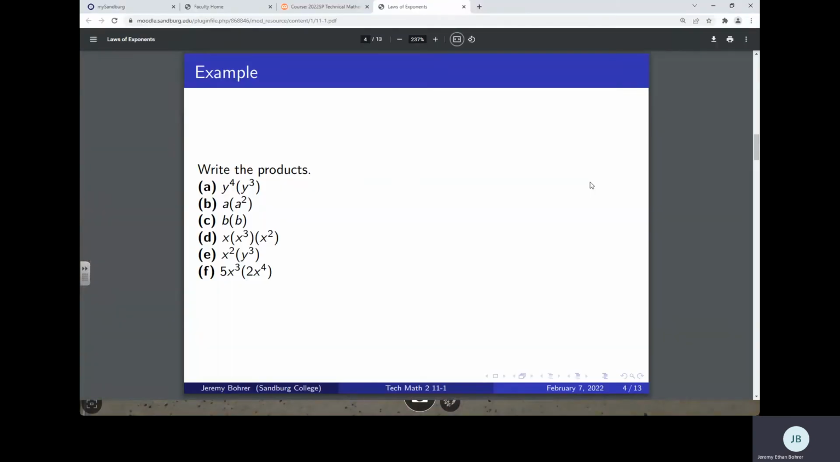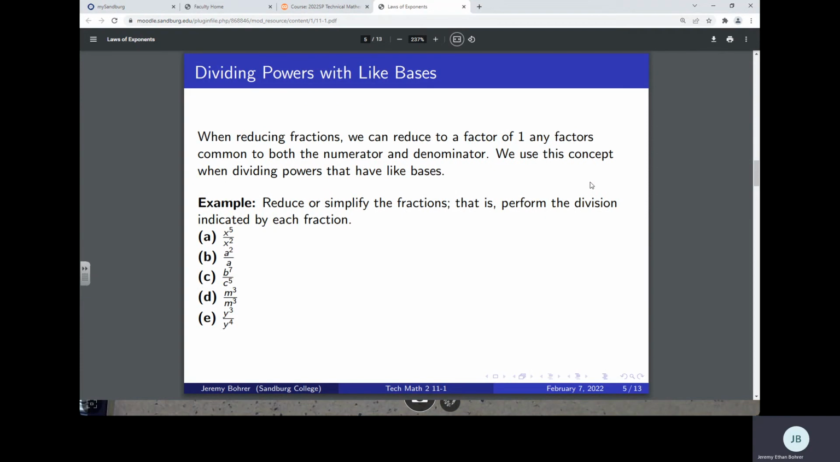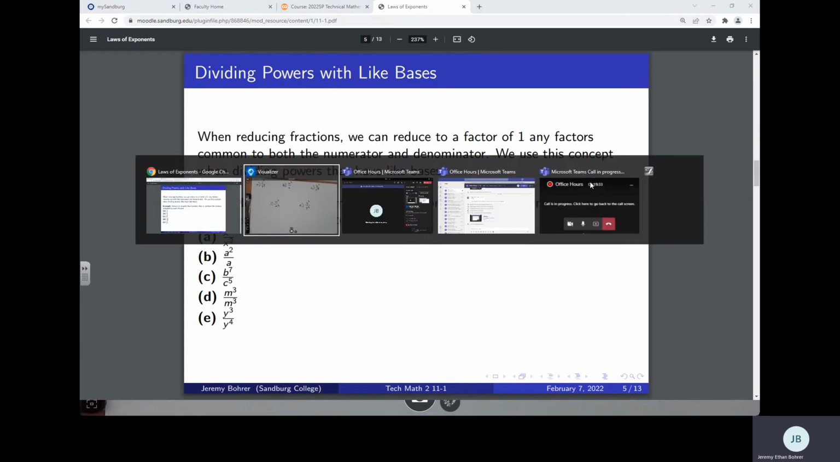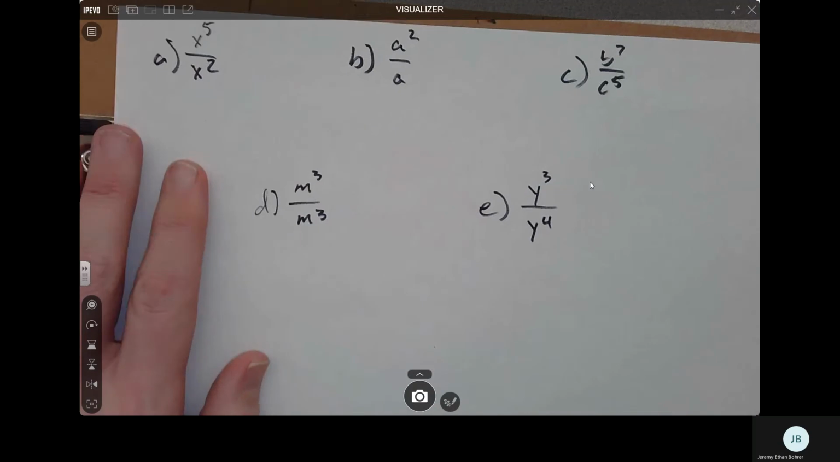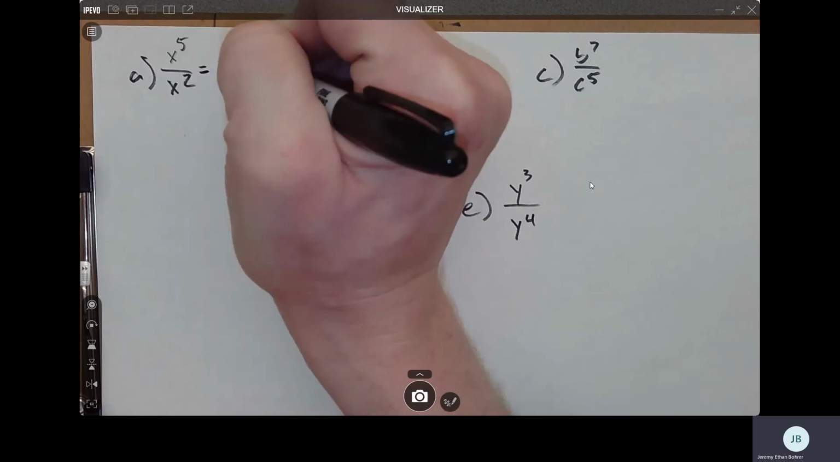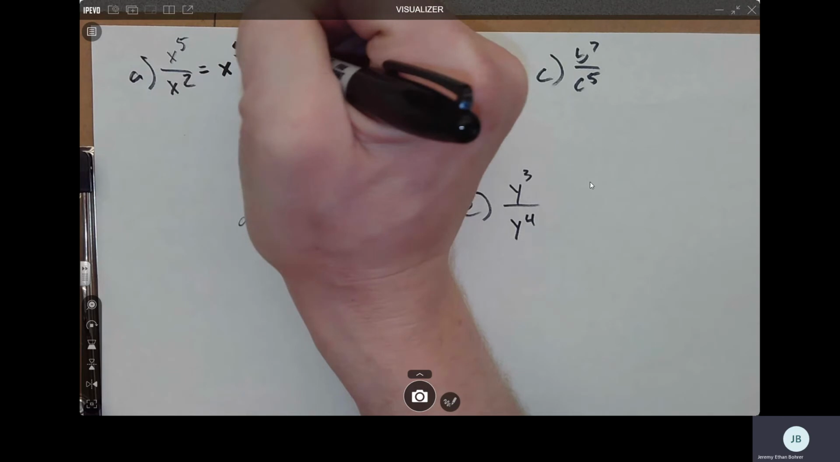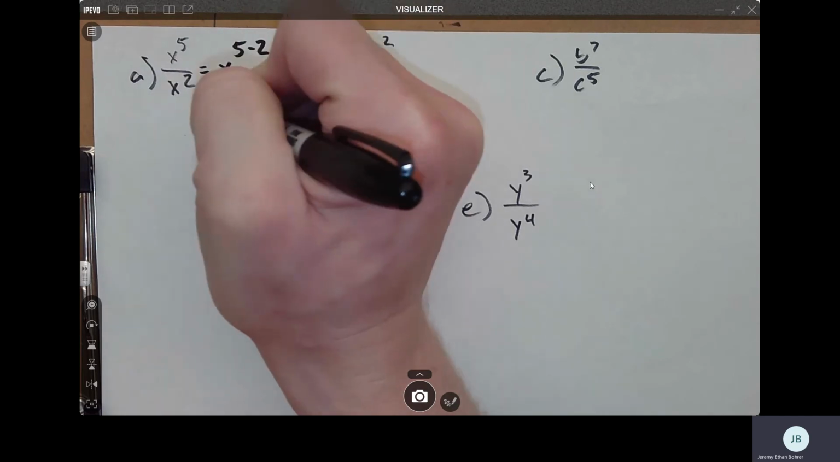Next up, we have these problems on page 5. We're asked to reduce or simplify the fractions, perform the division indicated by each fraction. So here we have the 5 problems. x to the 5th over x squared. Remember that this is the same as subtracting their exponents. So that's x to the 5 minus 2, which gives us x cubed.